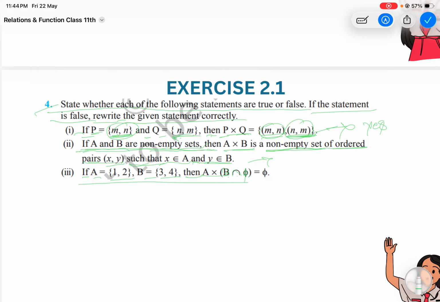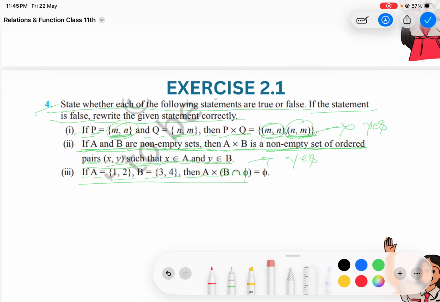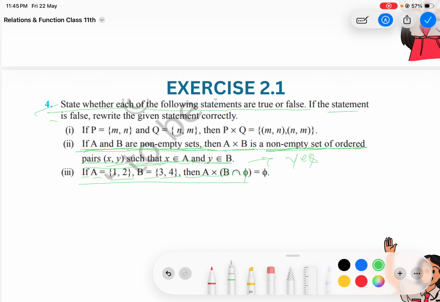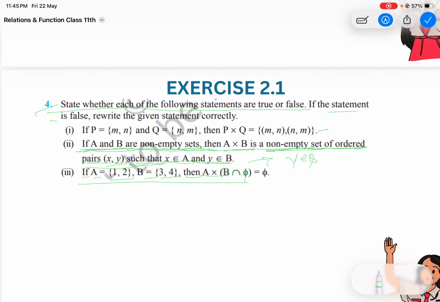So let's see the second one. If A and B are non-empty sets, then A into B is a non-empty set of ordered pairs xy such that... so this is true. Yes. And just for your information, this is a wrong statement. Okay, so those who are writing yes in the comments, this is a wrong statement.